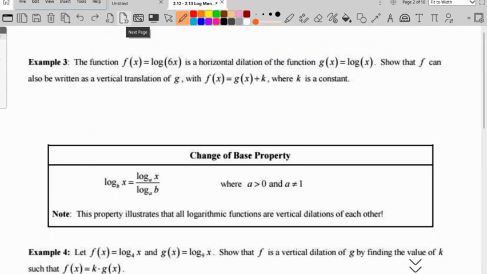Okay, so it says the function f of x equals log of 6x is a horizontal dilation of the function g of x equals log x. Show that f can also be written as a vertical translation of g of x. So we're just going to use our log properties to rewrite this. Do you guys agree that multiplying by 6 is a horizontal dilation inside there? Okay, if they're saying we can rewrite it as a vertical translation, which means they specifically want it in the form of g of x plus k. So they just want a constant out front there. Okay, and so let's go ahead and see if we can do that.